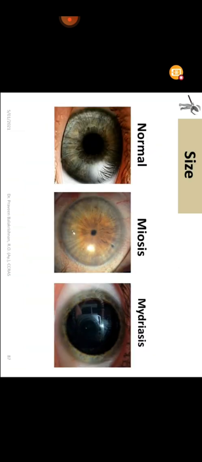Okay. Now you can see the size of the pupil. Normally pupil size is 2 to 3 millimeters or 3 to 4 millimeters, and then you can see a very small 1 millimeter size, miosis, and you can see mydriasis. See, the entire eye is dilated. You can call it a mydriatic eye. So this also you should check out.